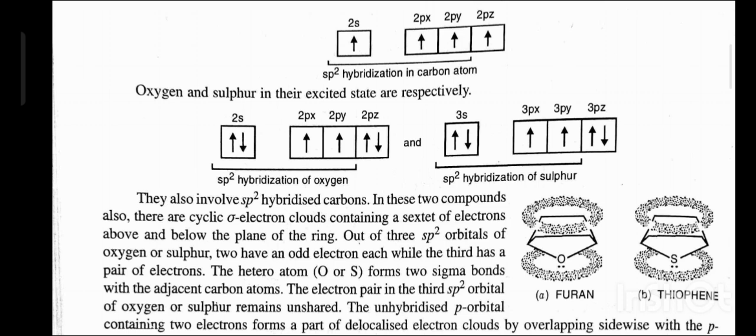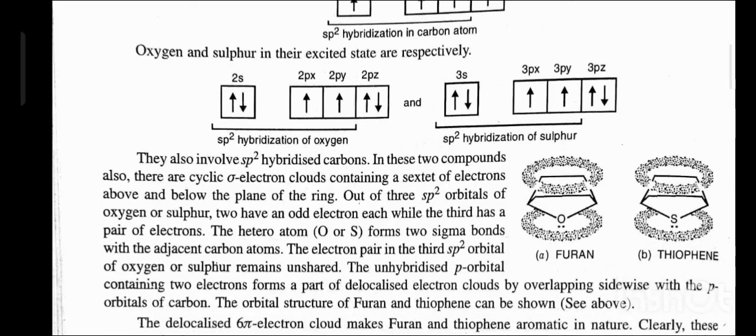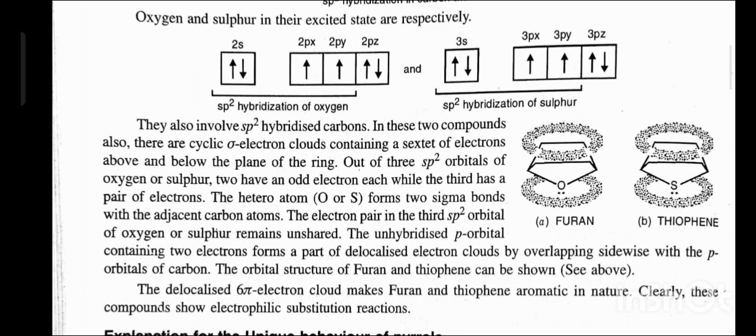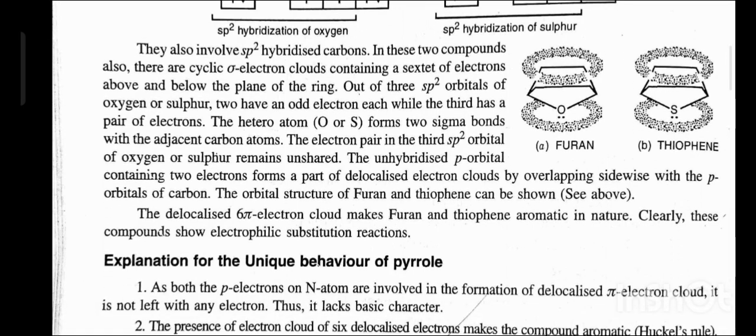Out of the three sp2 orbitals of oxygen or sulfur, two have an odd electron each, while the third has a pair of electrons. The heteroatom forms two sigma bonds with the adjacent carbon atoms. The electron pair in the third sp2 orbital of oxygen or sulfur remains unshared. The unhybridized p orbital containing 2 electrons forms a part of the delocalized electron cloud by overlapping sidewise with the p orbitals of carbon. The orbital structure of furan and thiophene can be shown. The delocalized 6 pi electron cloud makes furan and thiophene aromatic in nature.